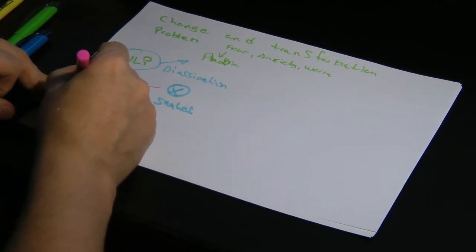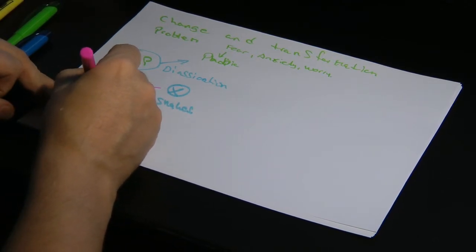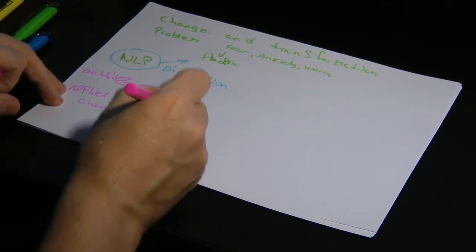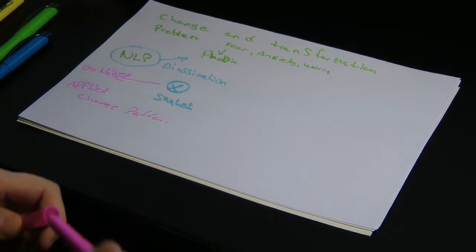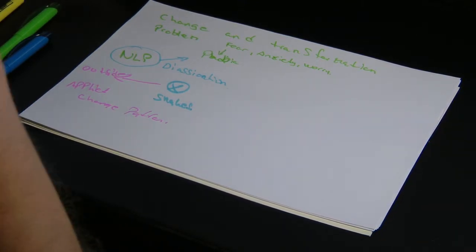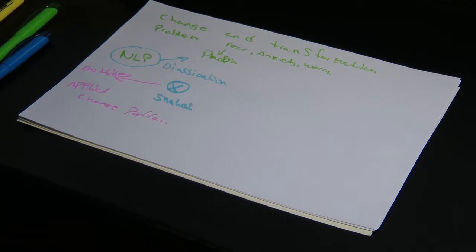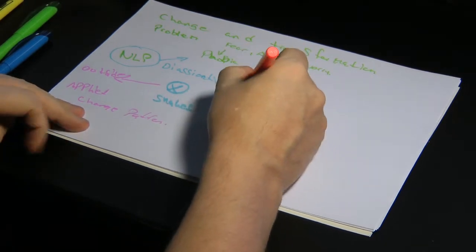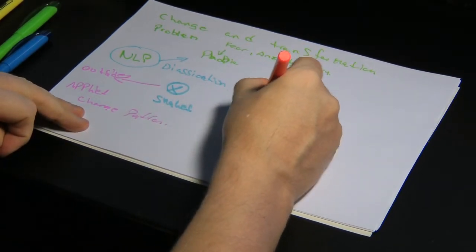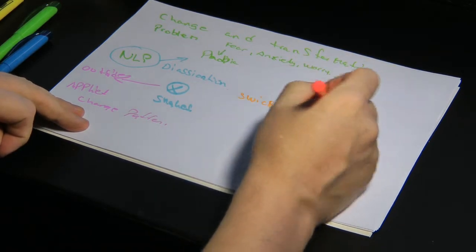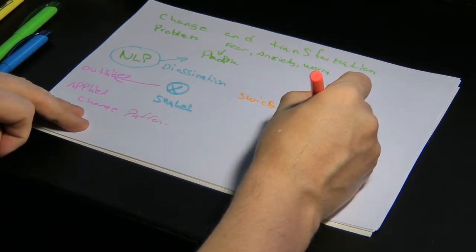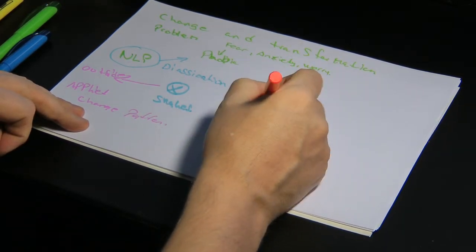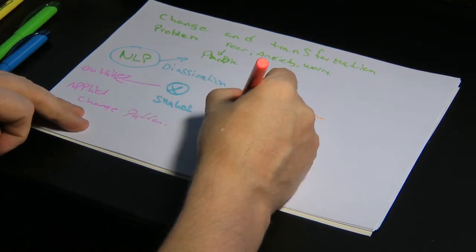And then they applied some kind of change pattern. NLP developed over the years, and since it progressed, it became a little bit faster to do the phobia cure. But the basic patterns of NLP are either a switch pattern, that's a major pattern they use, or a negotiation pattern to do some kind of integration.